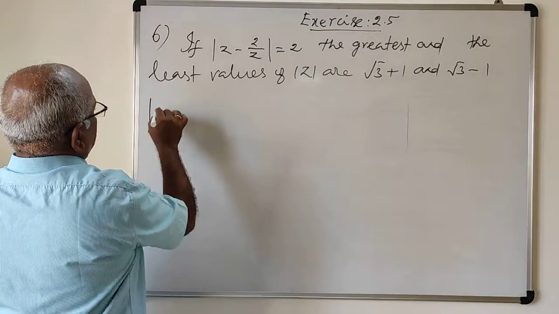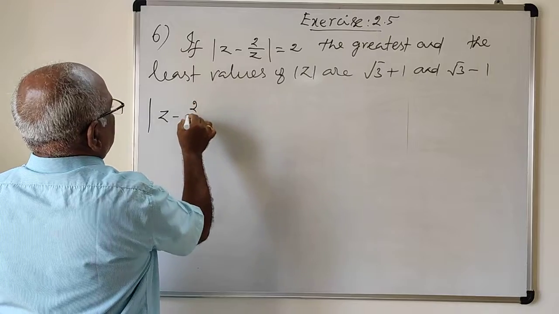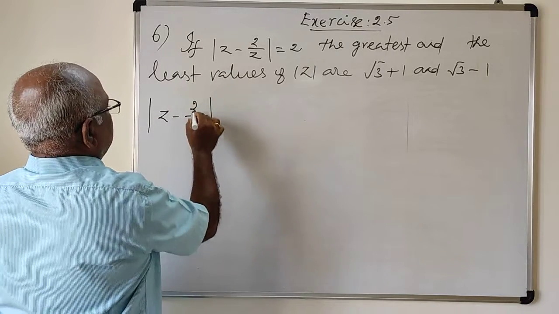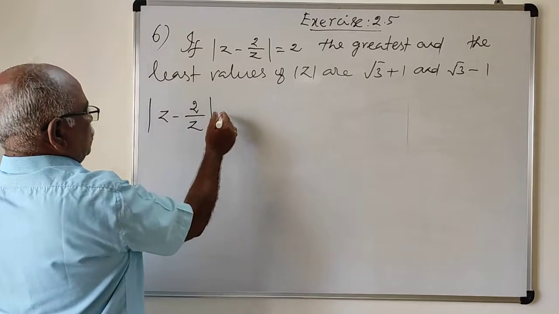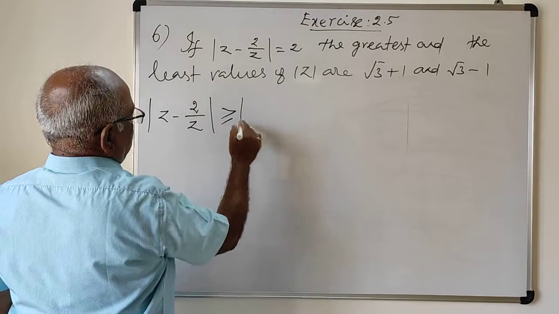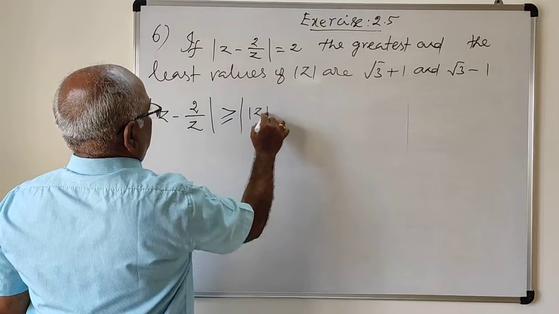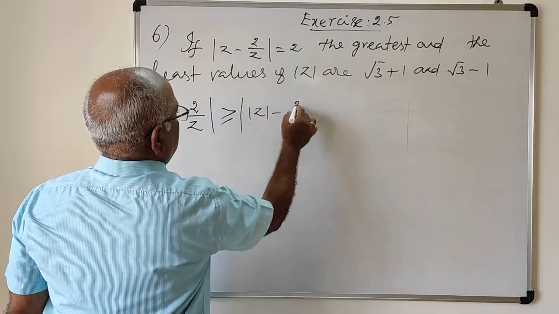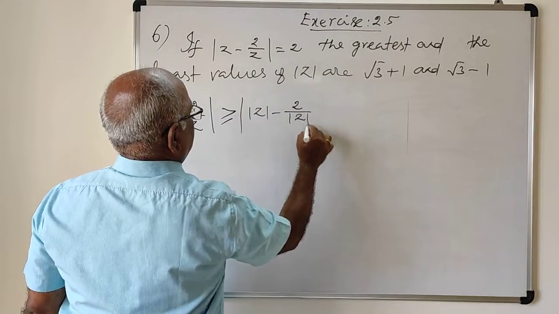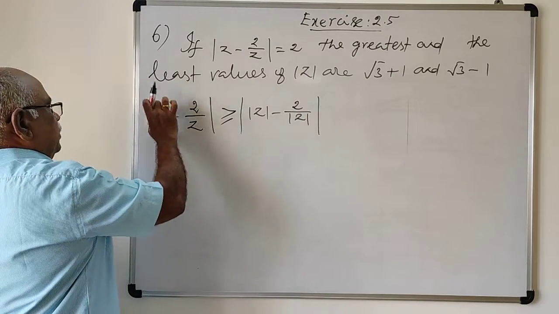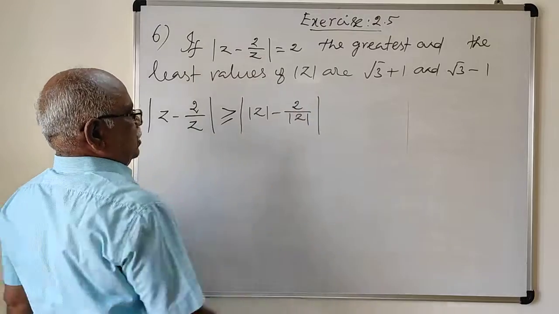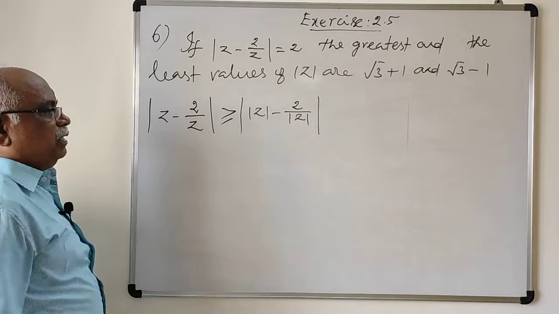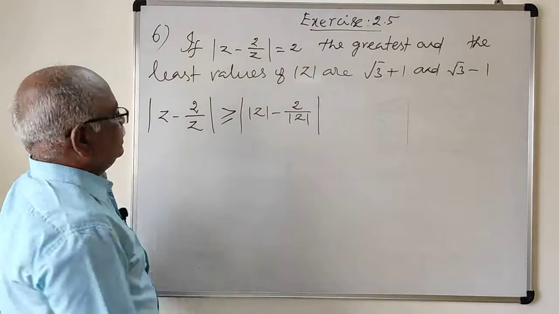For that, we will consider mod of z minus 2 by mod z. Just as we have seen in the previous problem, mod of z1 minus z2 is greater than or equal to modulus of mod z1 minus mod z2, that is 2 by mod z. The same result we are applying here.